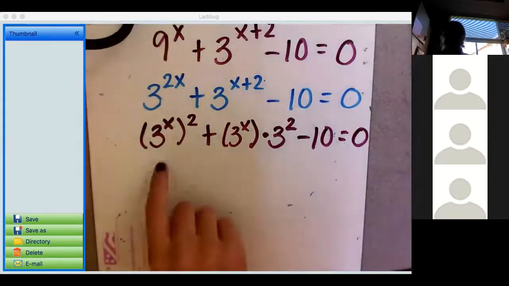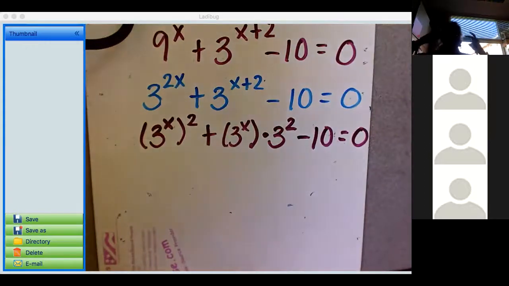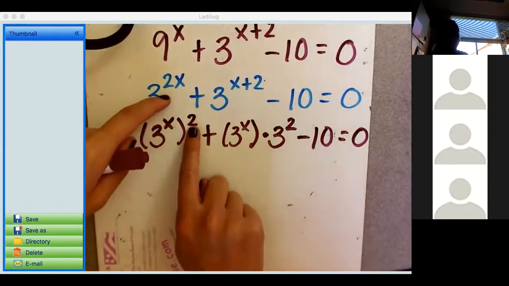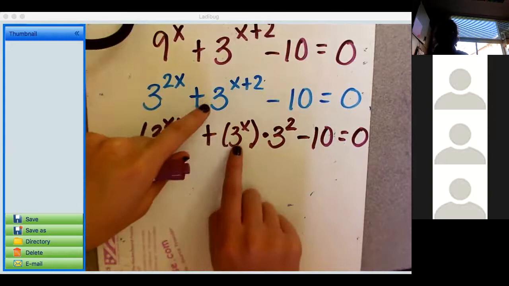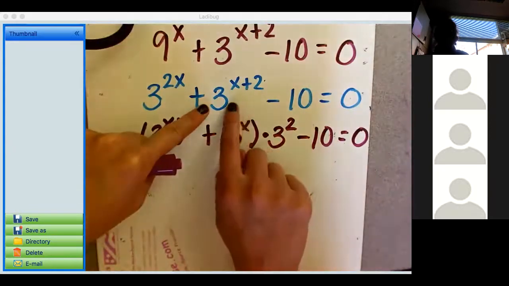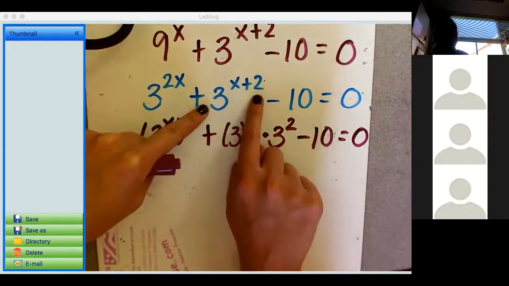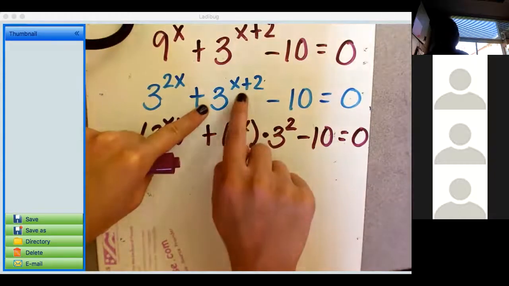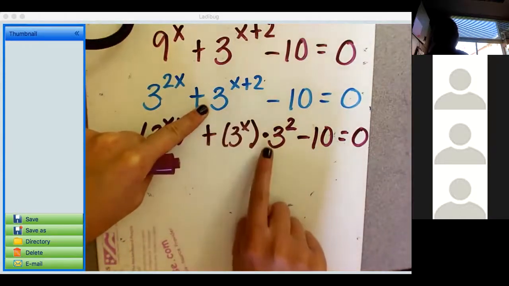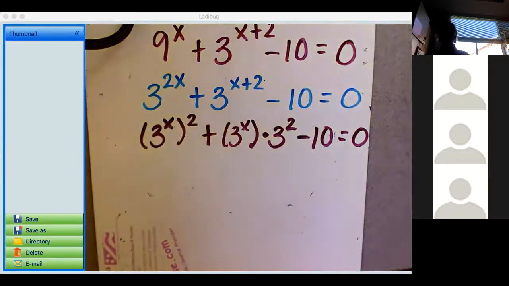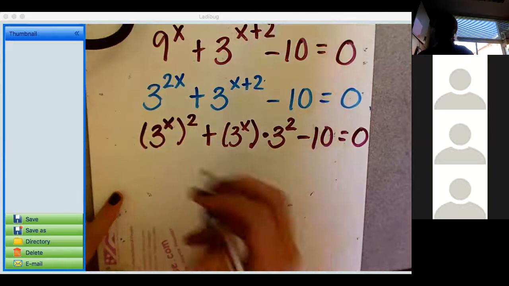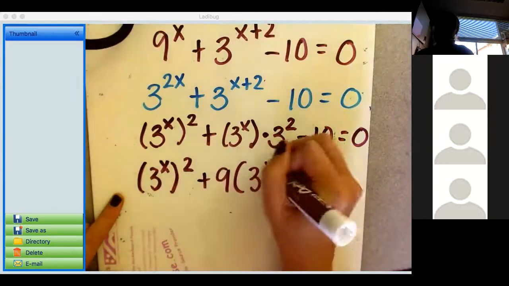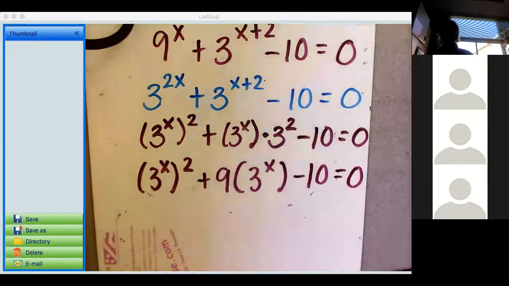All right, do we agree if I'm going to use takeout because I liked that. If I take out the 3 to the x in the first one, I'm left with the 2 and the exponent. Okay? If I take out a 3 to the x in the second one, y'all look what we're left with. You're left with a 3 squared, right? Does everybody see that? Why did I write a multiplication sign? Because the exponents were adding. So I'm multiplying by 3 squared and then minus 10. Now, let's reduce it even more. What's 3 squared? So I have 3 to the x squared plus 9, 3 to the x, minus 10 equals 0.